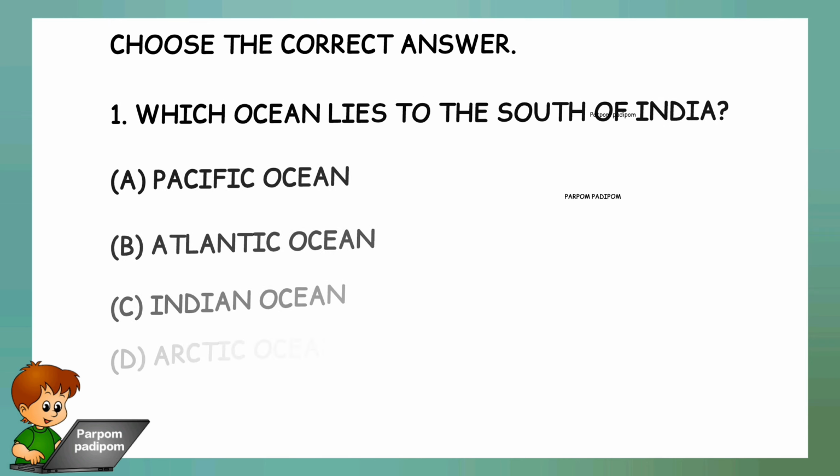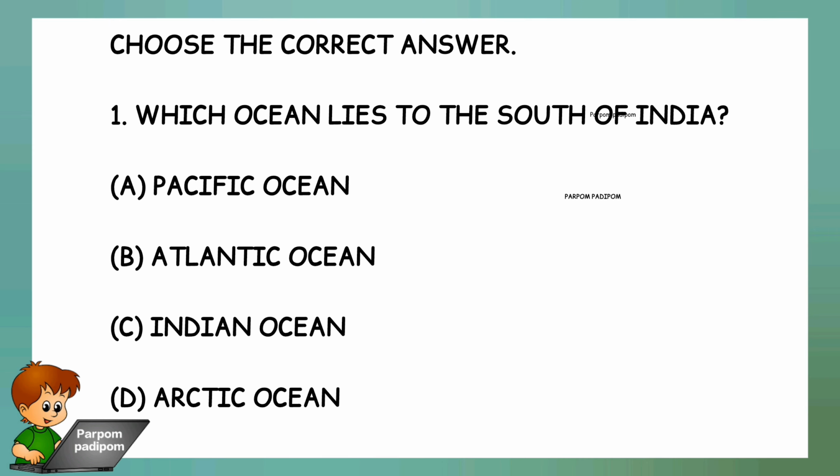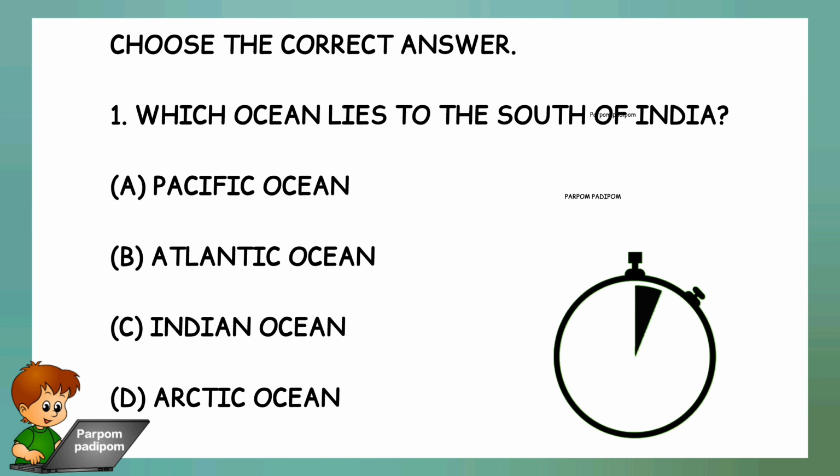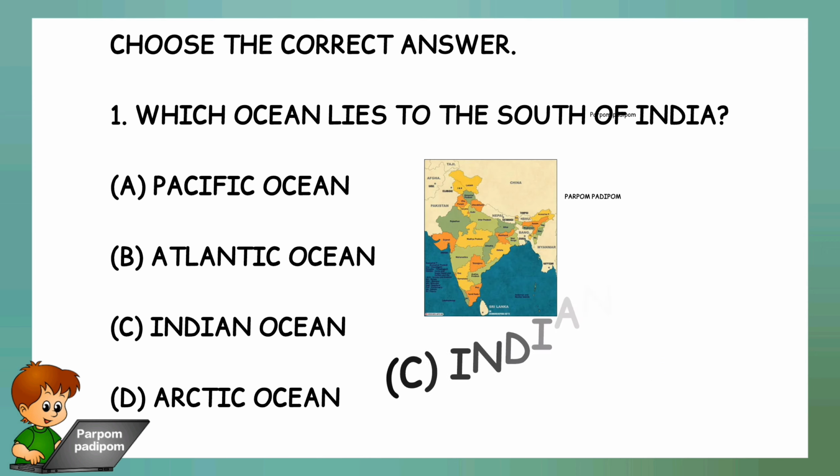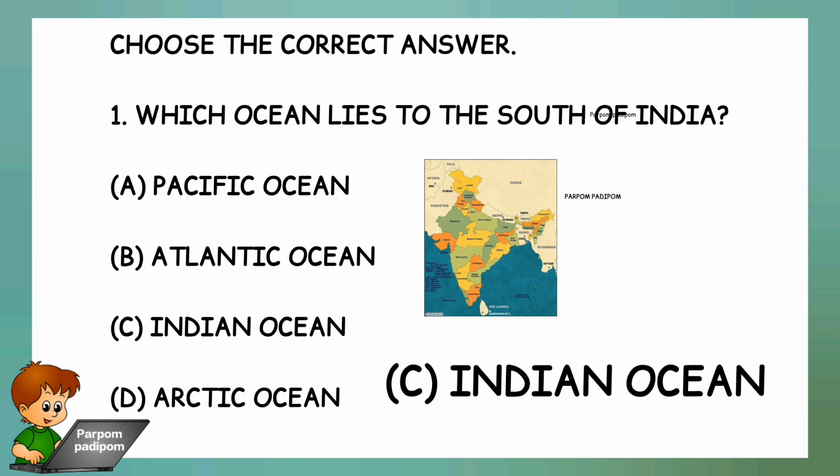Choose the correct answer. 1. Which ocean lies to the south of India? A. Pacific Ocean. B. Atlantic Ocean. C. Indian Ocean. D. Arctic Ocean. The correct answer is C. Indian Ocean.